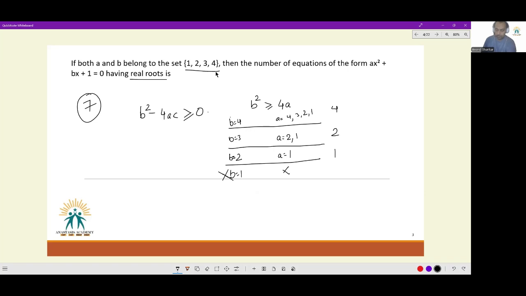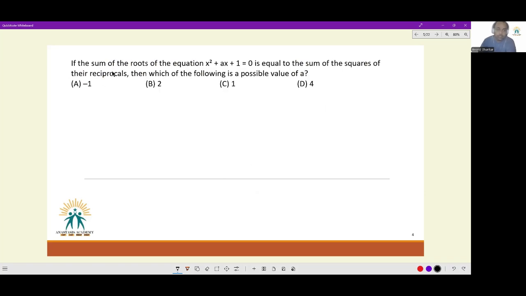Next, if the sum of roots of the equation x square plus ax plus 1 equal to 0 is equal to the sum of squares of the reciprocals. Let's say the two roots are m and n. We're told m plus n is equal to the sum of squares of the reciprocals, 1 by m square plus 1 by n square. Which of the following is a possible value of a?